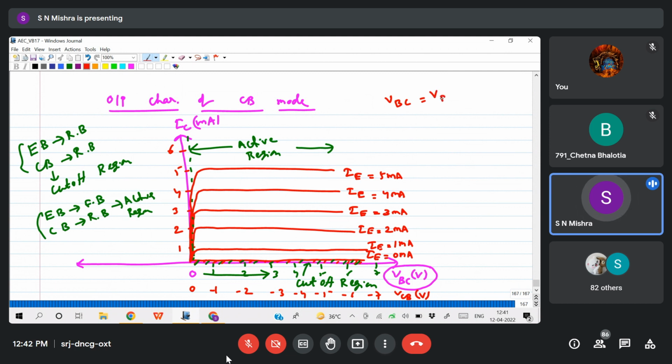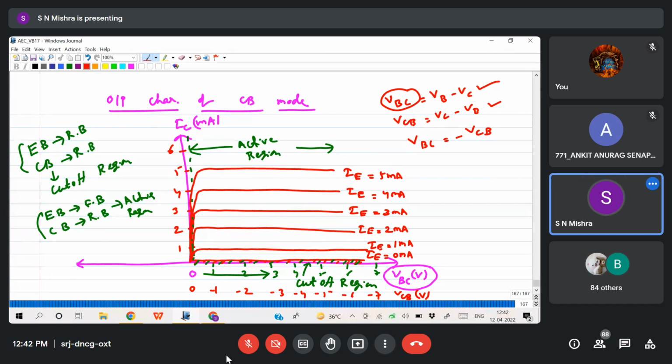VBC equals VB minus VC. VCB means VC minus VB, potential difference between base and collector. So potential at base minus potential at collector. If I want to measure VCB with respect to collector, then VC minus VB. So if I write VBC, that will be minus of VCB or not? Yes, sir. So same thing I have written. If I take VBC as my voltage, then I have to consider positive. If I take VCB, then I have to take negative. Okay, but the thing is clear.